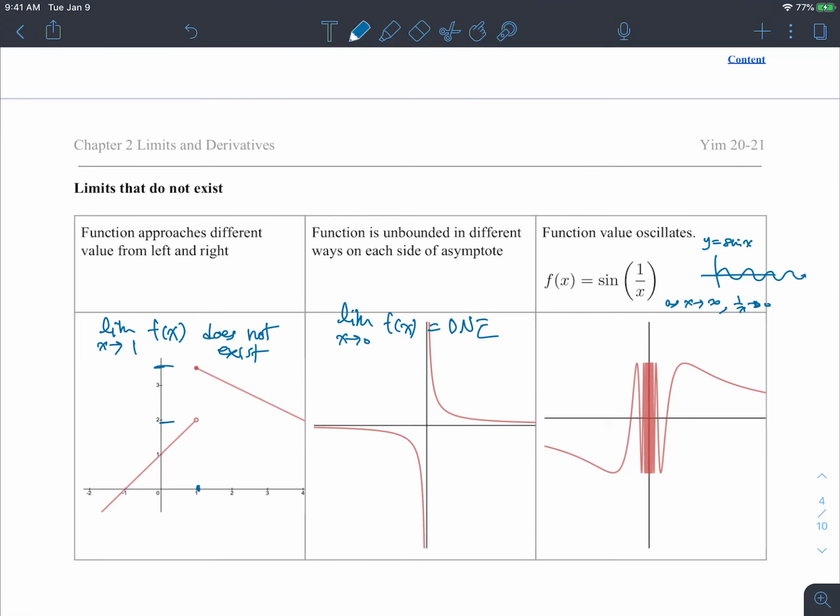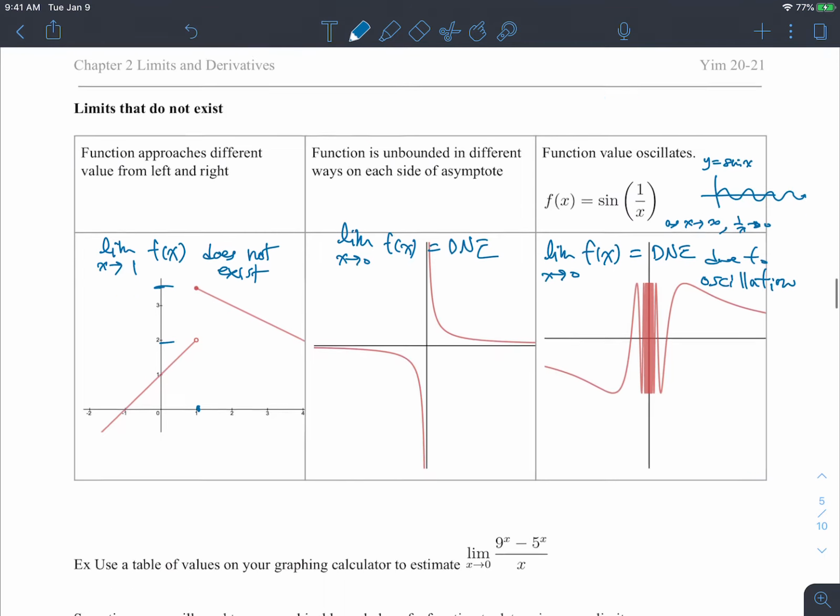So therefore, basically, the function is oscillating. Therefore, the limit doesn't exist. As in this particular case, the limit as x goes to 0 doesn't exist, basically due to oscillation. Okay. All right, guys.